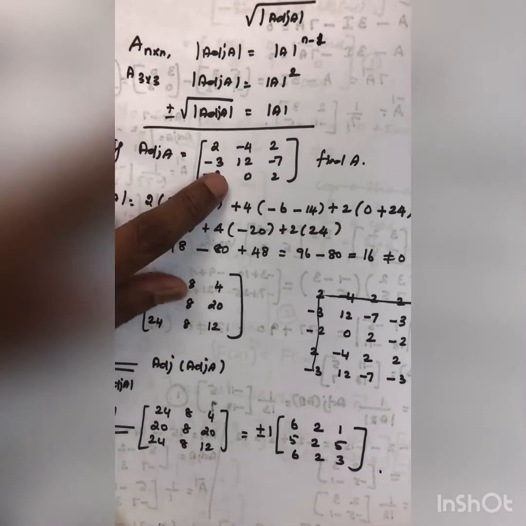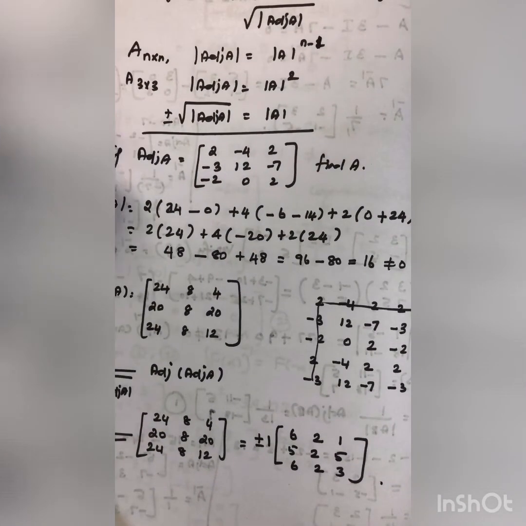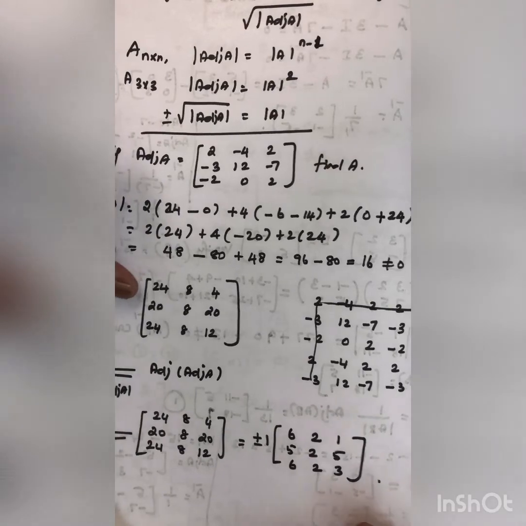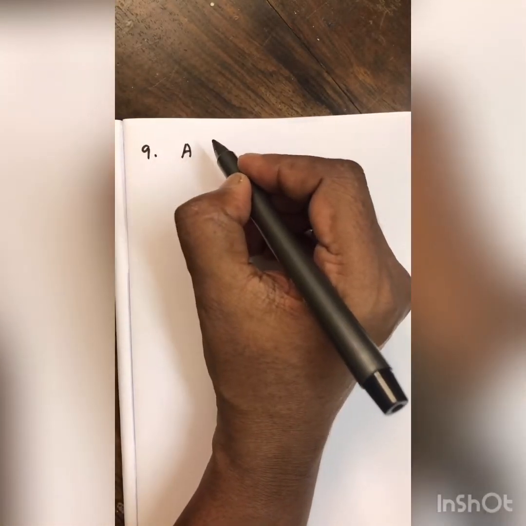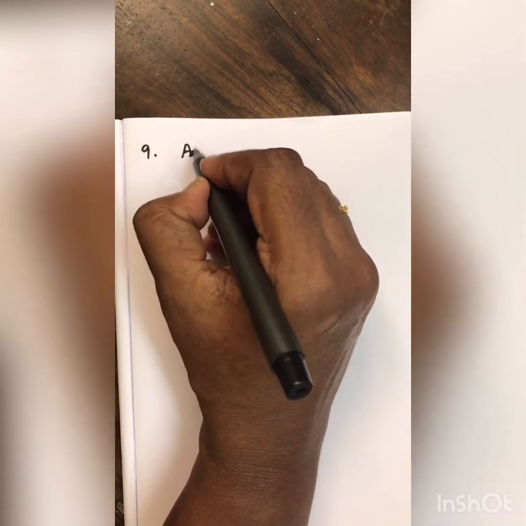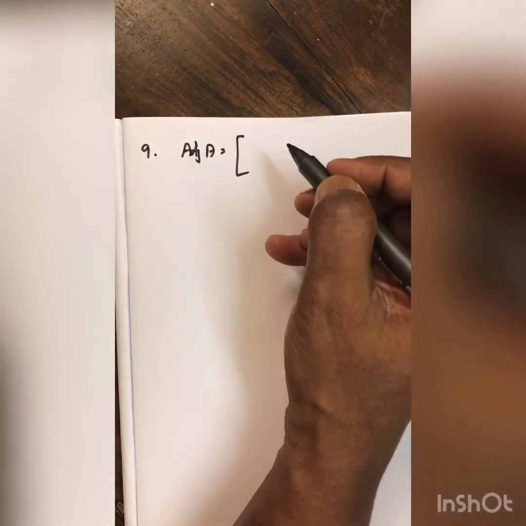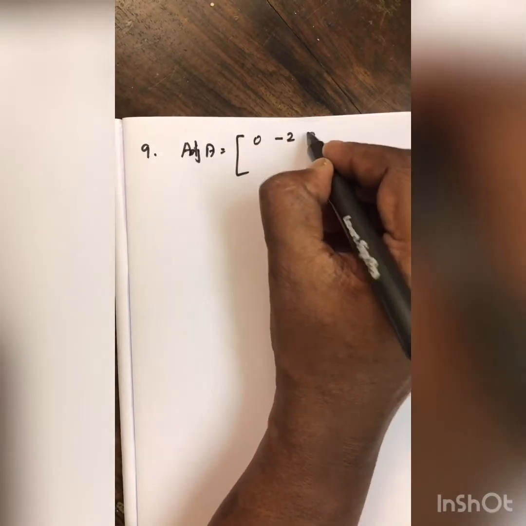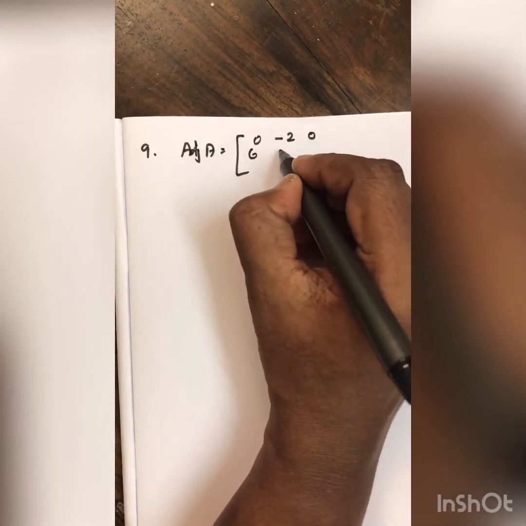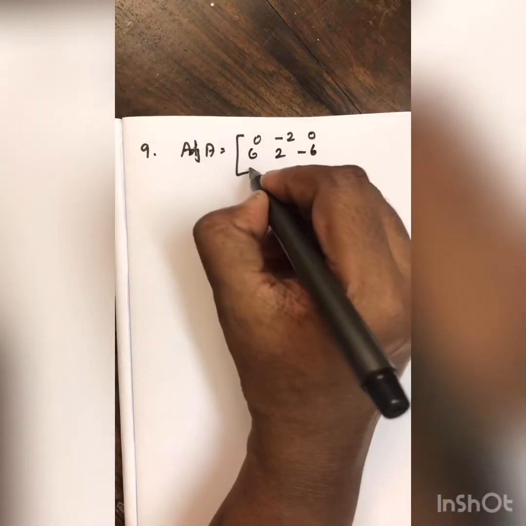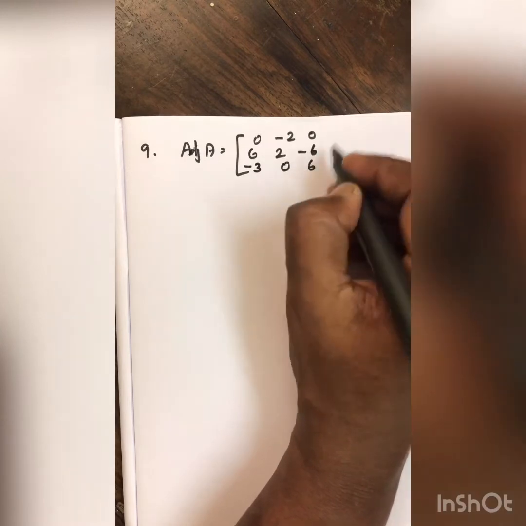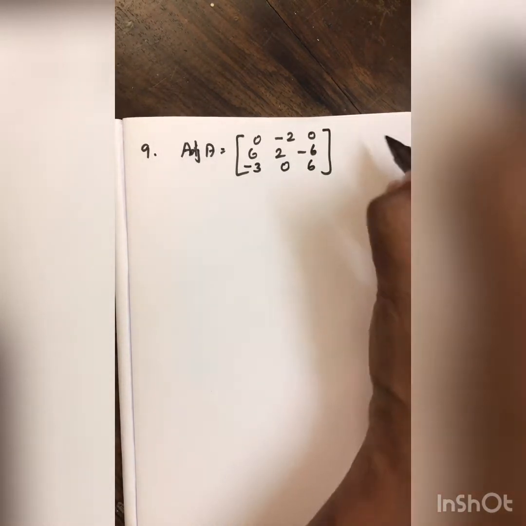Okay. Given adjoint of A, find A, 2 steps. Find out the determinant of A, then the adjoint of A. Is it clear? Suppose we take the next sum, one more sum. It is sum number 9. In sum number 9, given adjoint of A: 0, minus 2, 0; 6, 2, minus 6; minus 3, 0, 6. Find A inverse.